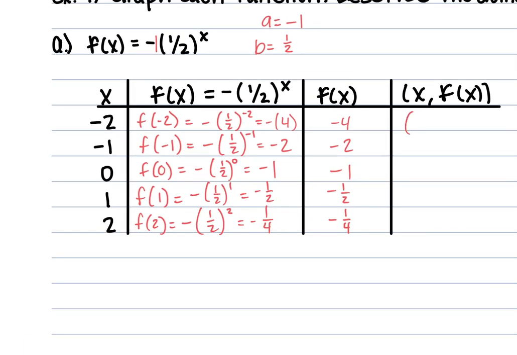So my points are (-2, -4), (-1, -2), (0, -1), (1, -1/2), and (2, -1/4). Then all we have to do from here is plot these.